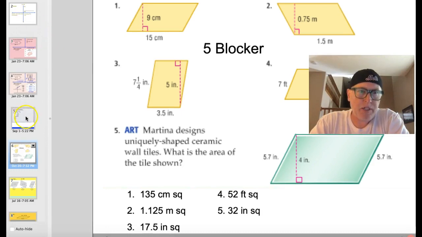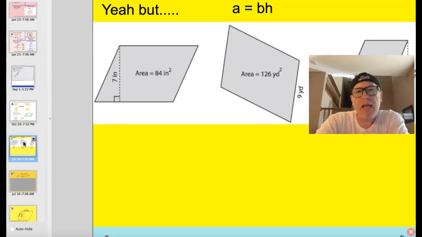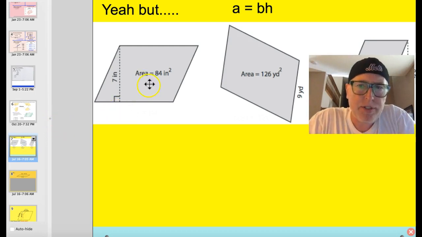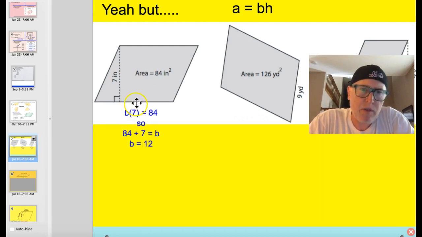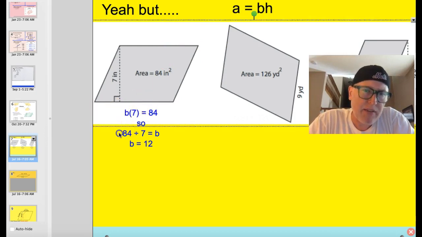All right, let's take a look at "yeah, but": I've got the area, but I can't figure out the other measurement. Well, if you've got the area and either the height or the base, you can figure it out. Think about it. The area here is 84 and the height is 7. If the formula is area equals base times height, then B, the base, that's what we're looking for, times 7, the height, equals 84.